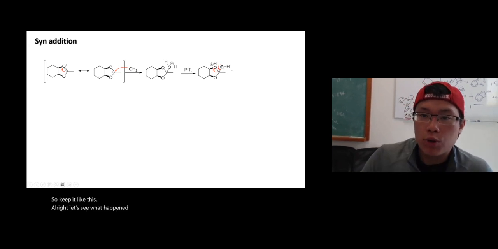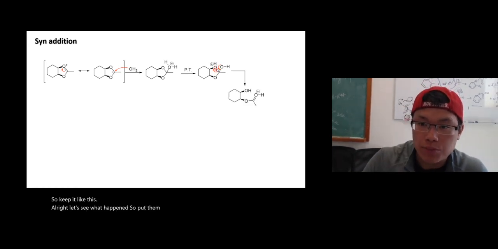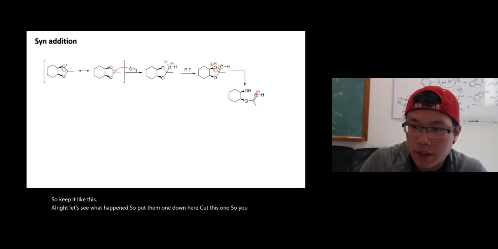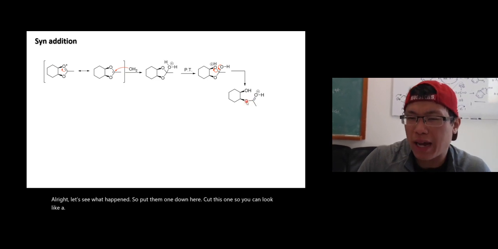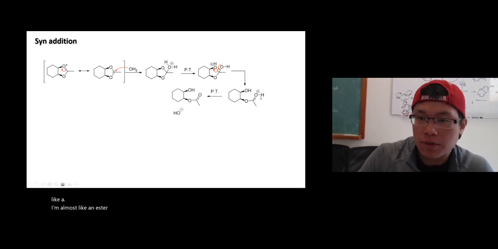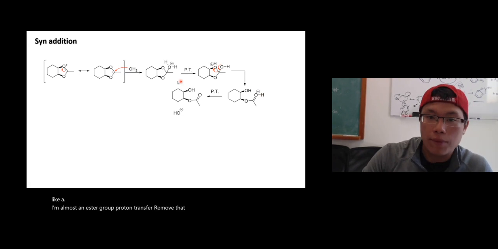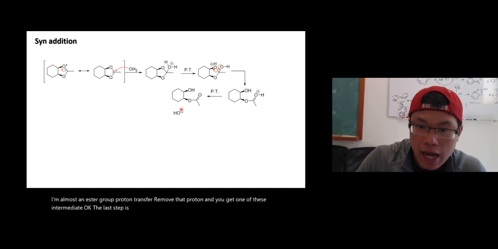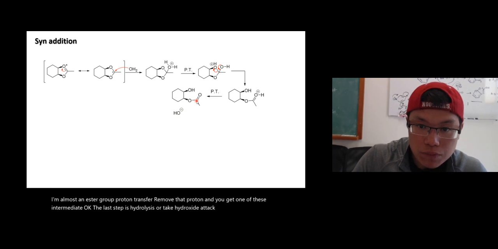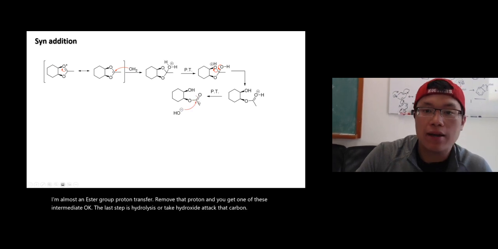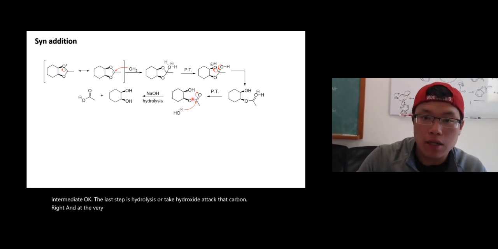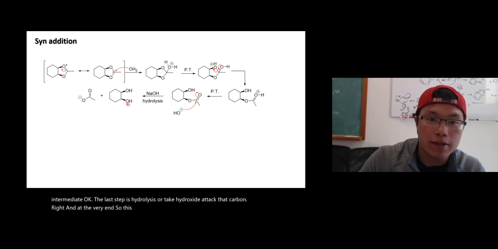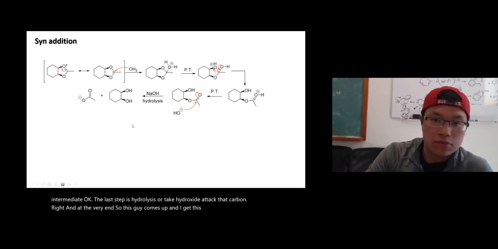So put the bond down here, cut this bond, so you get almost like an ester group. Proton transfer, remove that proton, and you get one of this intermediate. Okay. The last step is hydrolysis. So take hydroxide, attack that carbon, right? And at the very end, this guy comes off, and I get this guy, syn-addition, something like that.